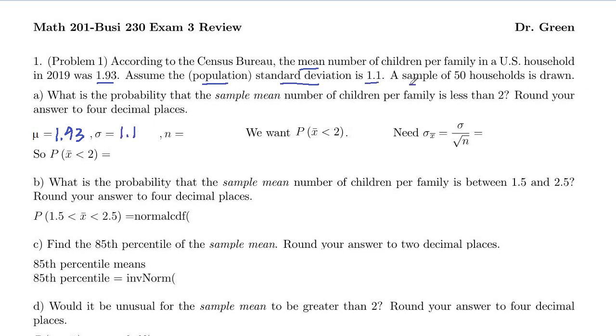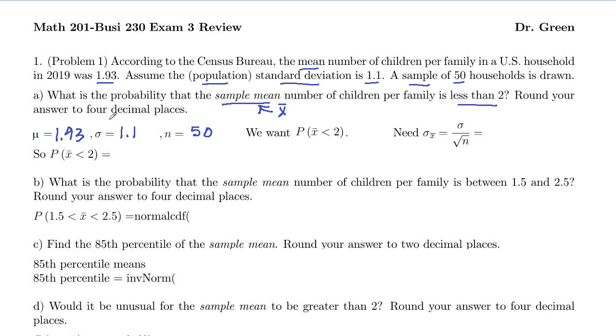And then we take a sample of 50 households. That is your sample size n. And we want to know what is the probability that the sample mean, that's an x bar value, as opposed to an individual x value. What's the probability the sample mean number of children is less than 2?